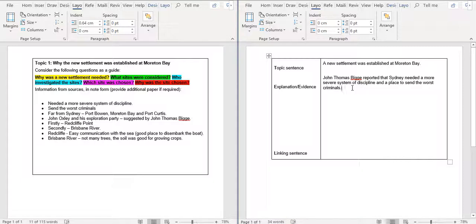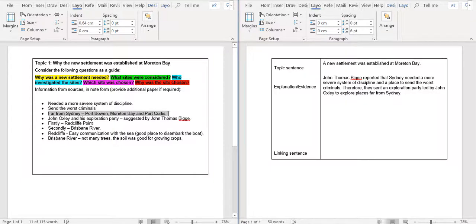Then the evidence of that is that, therefore, we've got our linking word there, therefore they sent an exploration party led by John Oxley. They sent an exploration party led by John Oxley to explore places far from Sydney. Okay, so we're getting that here.